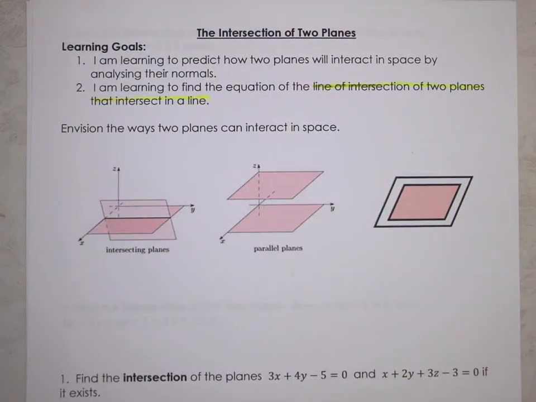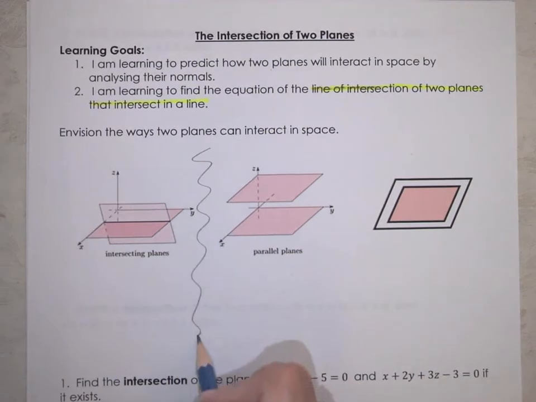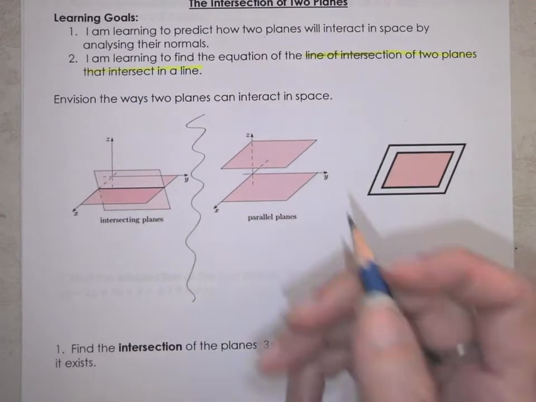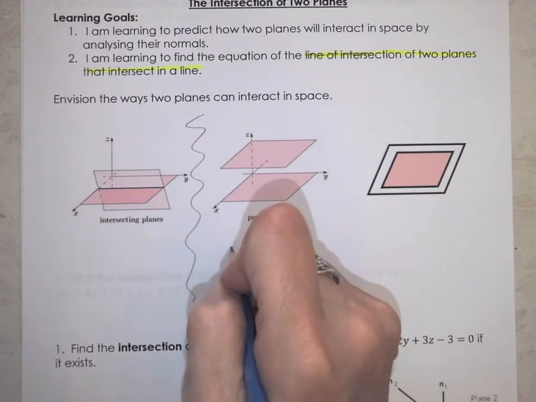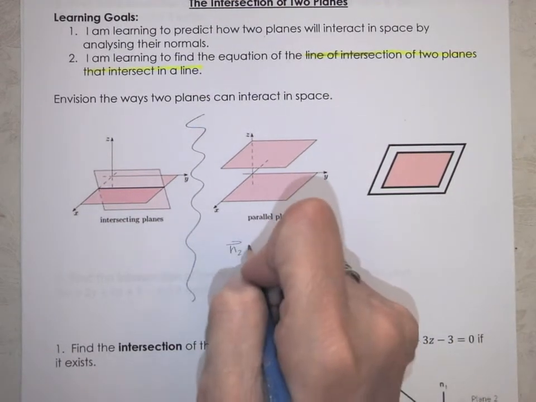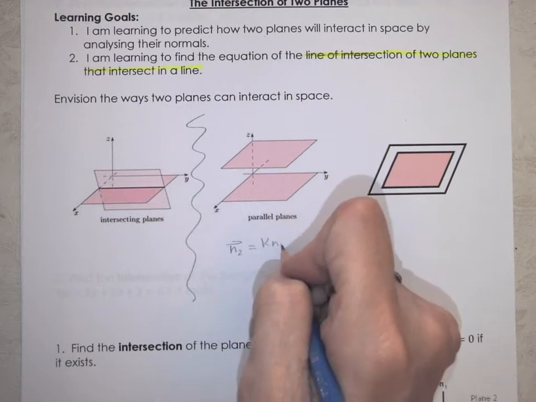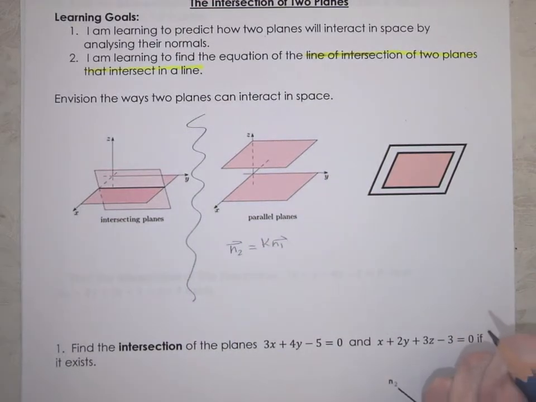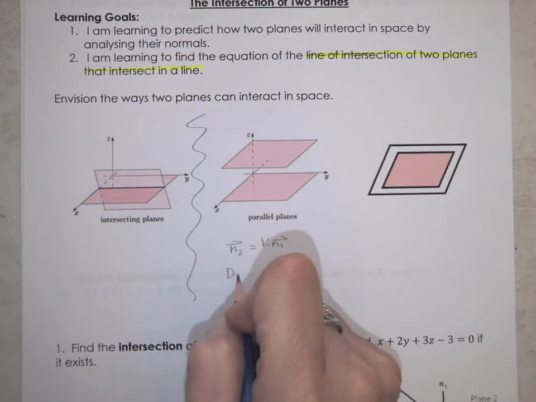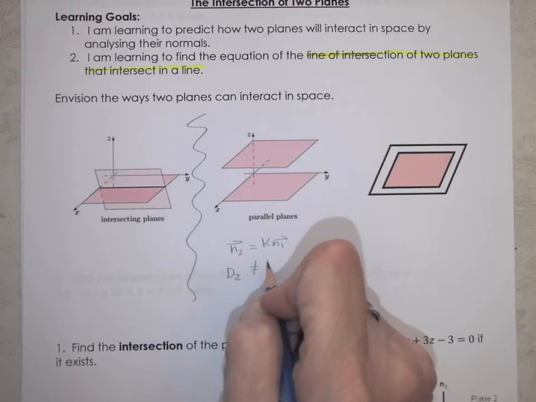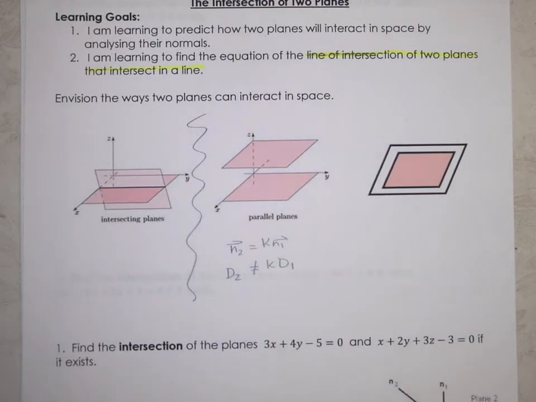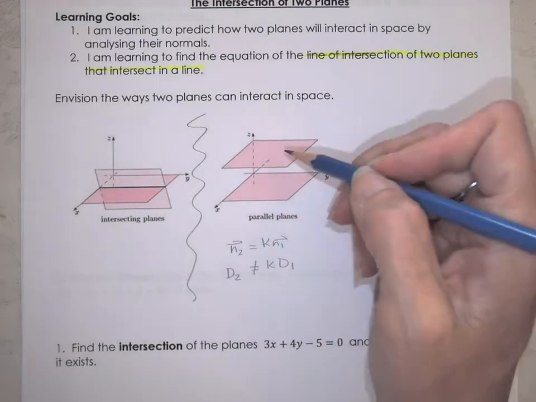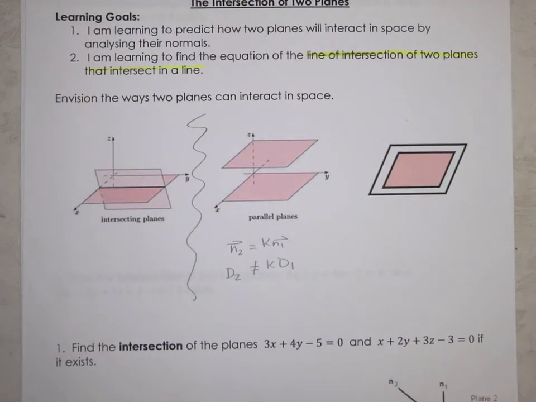So if we try to envision the way two planes can interact in space, we kind of have two categories related to analyzing their normals. So if their normals are scalar multiples, so in other words, if n2 is some multiple of n1, but the constant is not in that same scalar multiple, then you have two planes that are parallel and distinct, okay?